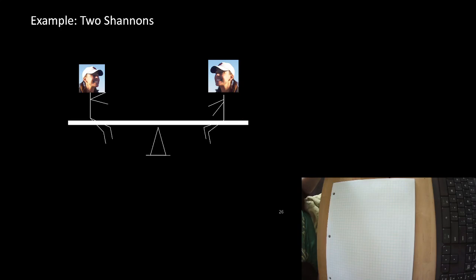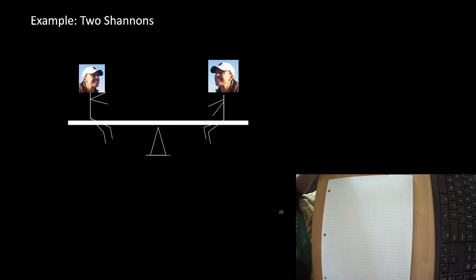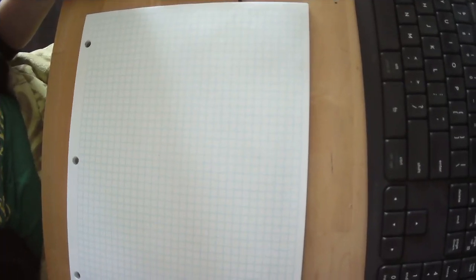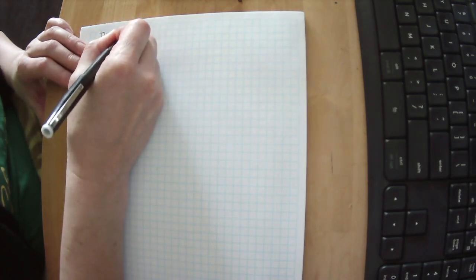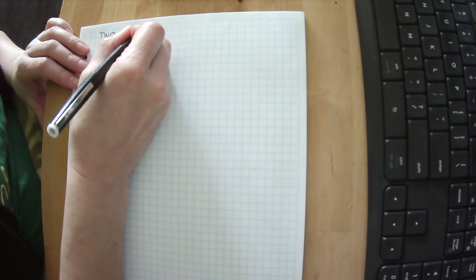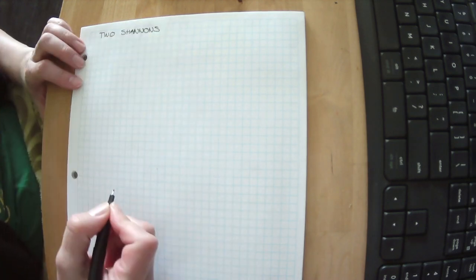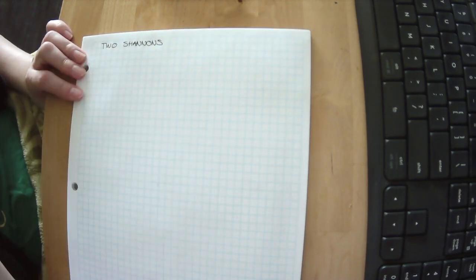But let's start with this one where we have two Shannons the same distance apart from the center of the teeter-totter, or the support of the teeter-totter. The first thing we want to do is draw the free body diagram of this. So this is two Shannons. All right, so we've got two Shannons in this example.